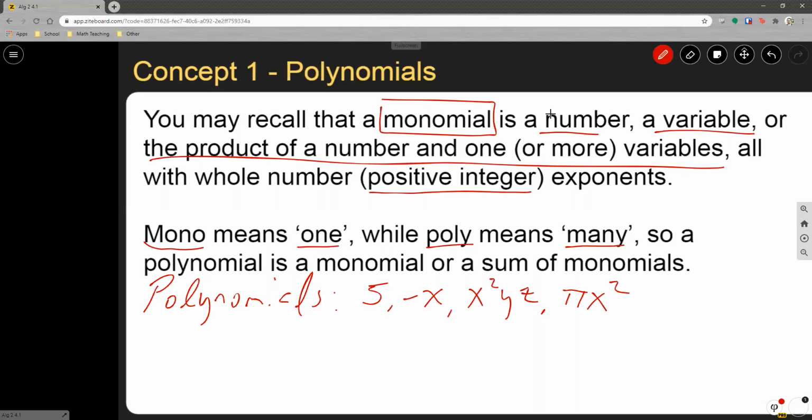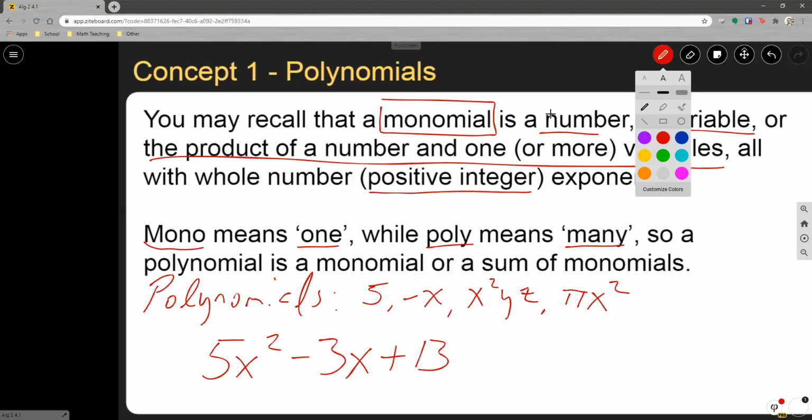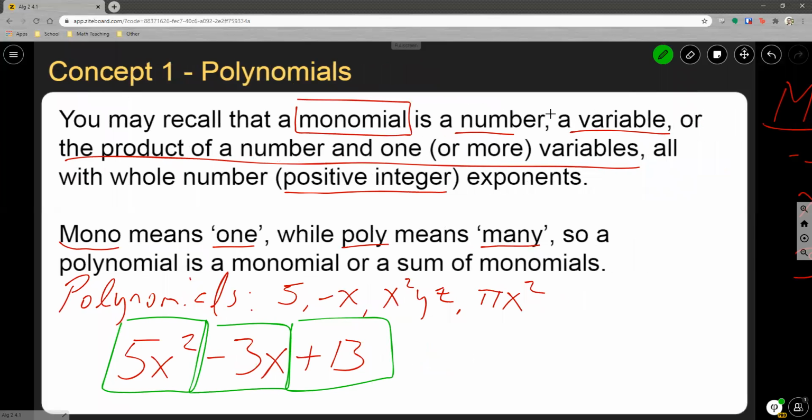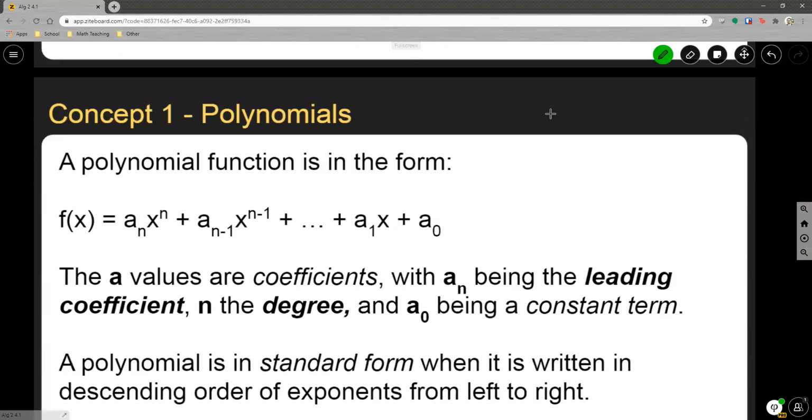And then the sum of monomials, that means we can have things like our good friend, the quadratic. 5x squared minus 3x plus 13. That would be considered a polynomial because it's a sum of 3 separate monomials, 5x squared, negative 3x, and positive 13. So that's the basics on polynomials. Let's continue on to the next part.